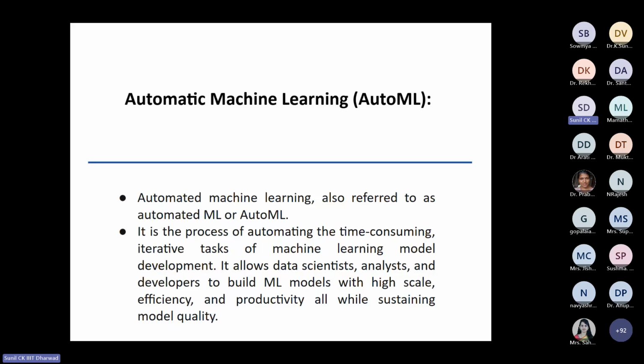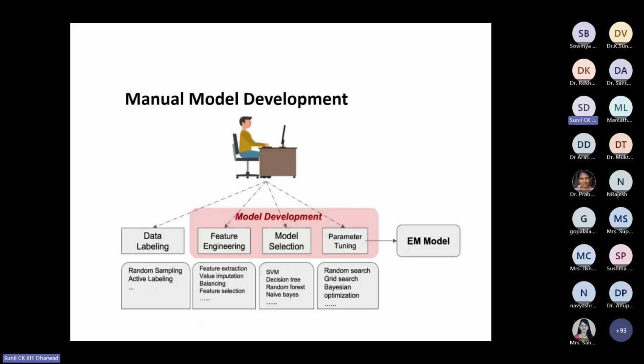It allows data scientists, analysts, and developers to build ML models with large scale efficiency and productivity, all while sustaining the model quality. There you say what the things are that are involved. So, for example, if you see manual model development, usually how the pipeline will look like.